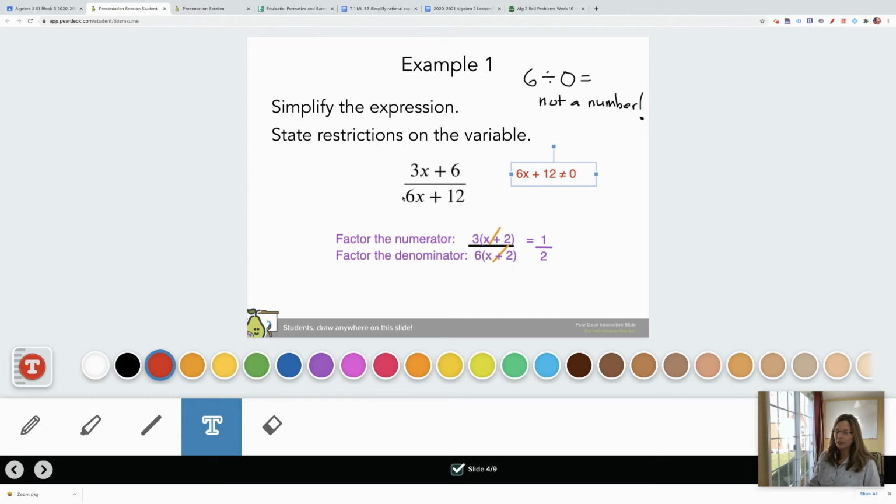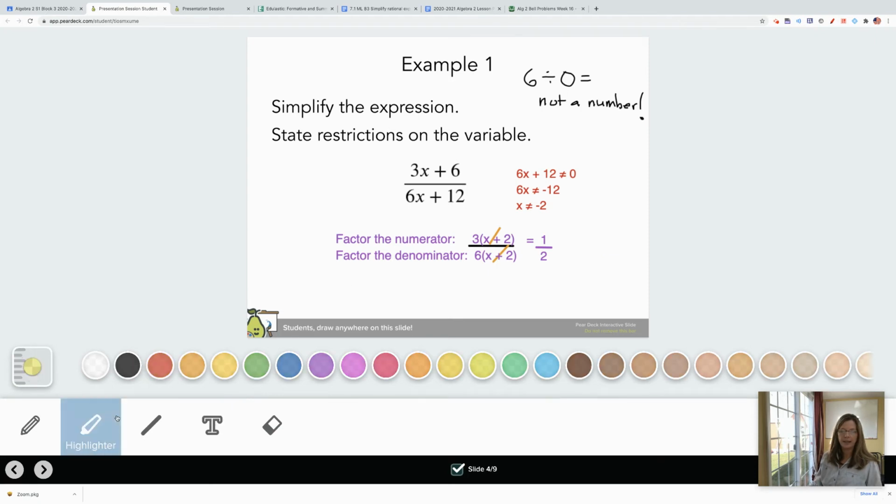Because if this expression did equal 0, you would be doing a mathematically erroneous process. We don't divide by 0. So now I'm going to just solve this by subtracting 12 from both sides. So I say 6x cannot equal negative 12. I'm going to divide both sides by 6 now. And that says x cannot equal negative 2. So my restriction on the variable is that x cannot equal negative 2. So that's your restriction.